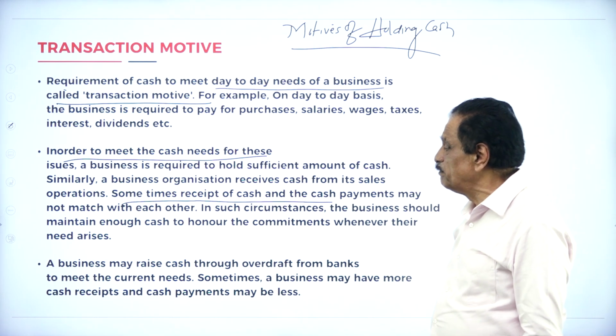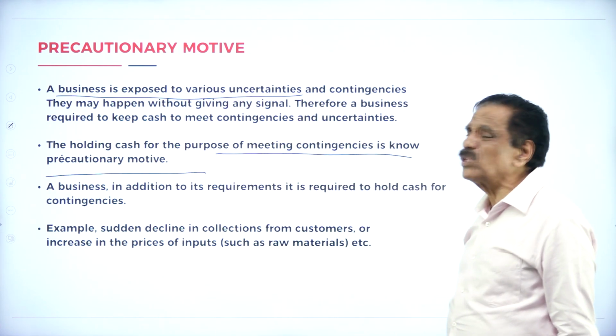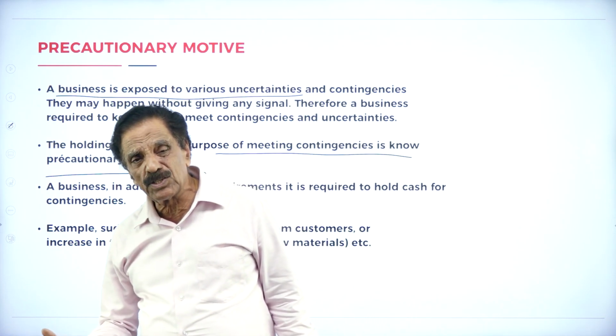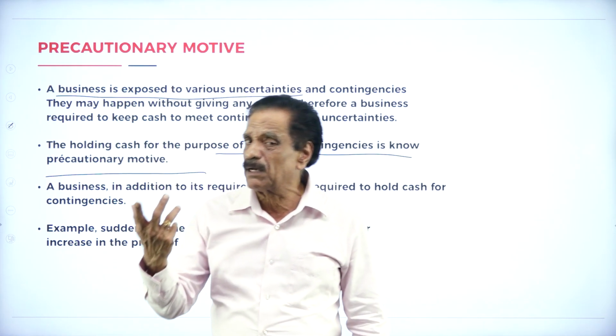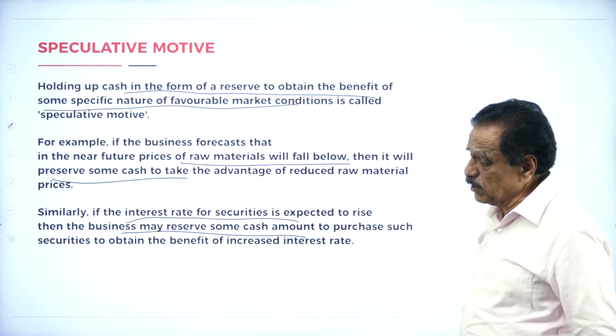Then the precautionary motive. Sometimes you have to hold cash in order to protect ourselves. There may be unforeseen circumstances to meet, and in order to meet them, we have to maintain some cash. That's called the precautionary motive.